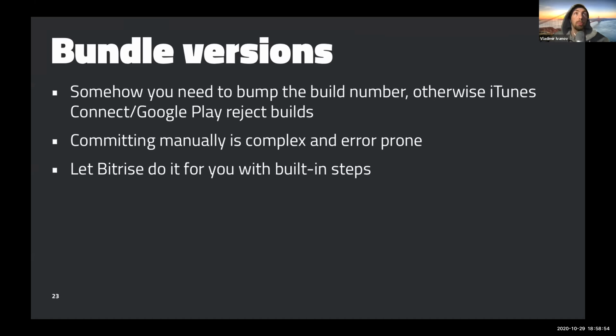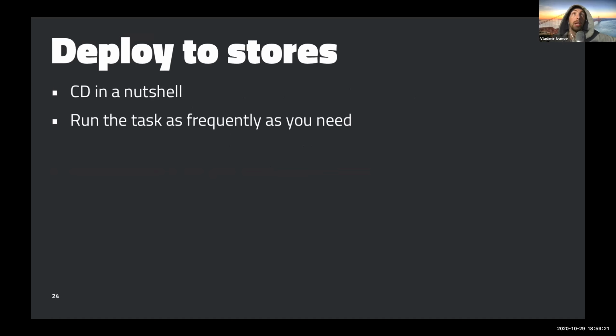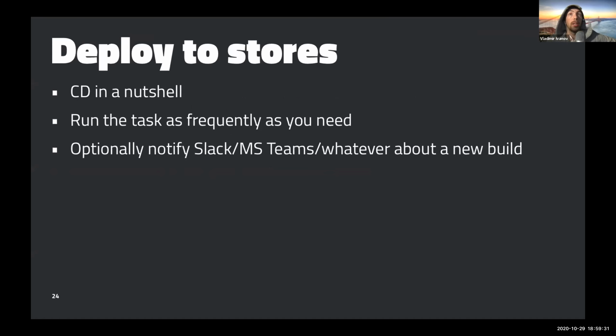So what we do, we're just using the special Bitrise step, which is provided for you out of the box. And it allows you to set the version number for both iOS and Android with separate steps, obviously, but that's okay. So we're using them. Then we're deploying to stores. And this is basically the continuous deployment, right? Deploying it as fast as possible. And we can run those tasks as frequently as you need. As I already mentioned, we're deploying several times to Google Play Alpha and Beta channels and to iTunes Connect. And optionally, you, of course, can notify your team members in Slack and MS Teams or other messengers. I believe there is a plugin for Discord integration and so on. So this is what we do.